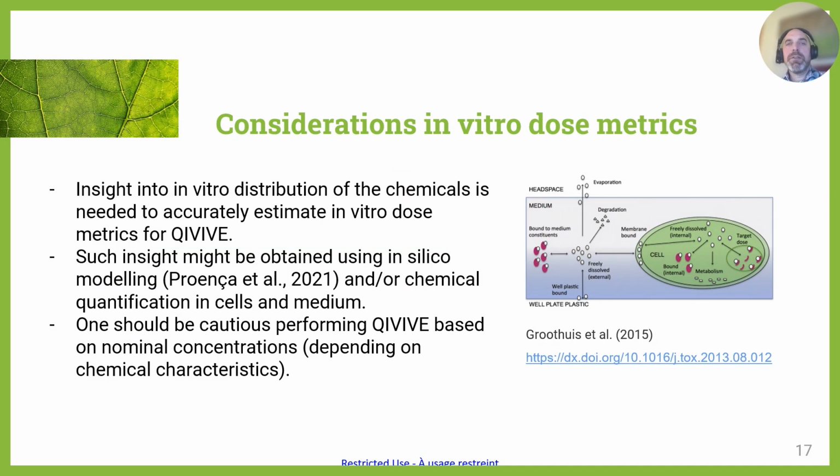Gathering information on the fate of the test item in the in vitro test system, so understanding the in vitro distribution, is important to accurately determine the in vitro dose metric used for the QIVIVE. These insights might be obtained using in silico mass balance models, but they can also be obtained by quantifying the chemical in the different compartments of the in vitro test system, such as the cells and the medium. It is noted that regarding these in silico models, they are not yet tailored to the test systems of the DNT IVB.